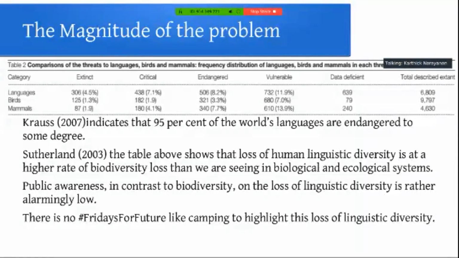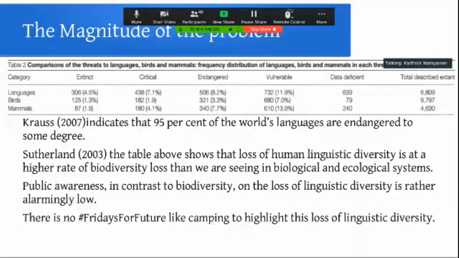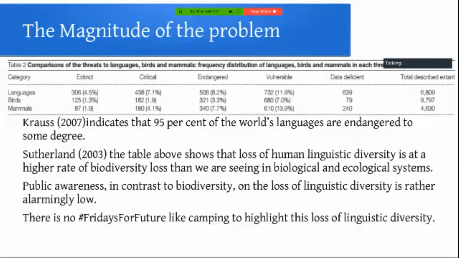For example, this is a 2003 paper from a very famous biologist. He says that there are more extinct languages than there are extinct mammals and birds. So you can see it on the screen here. If it is unclear, I'll just read this out. As of 2003, Sutherland's analysis points out that 4.5% of described languages are endangered. On the other hand, only 1.3% of described birds are endangered, and mammals are only at 1.9%. So this clearly shows that languages going extinct is much higher than, let's say, birds or mammals.